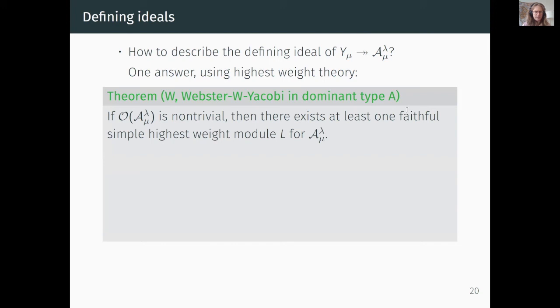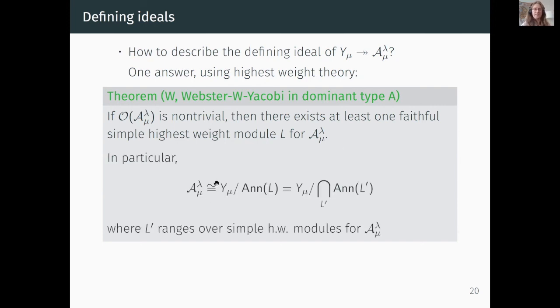It says the following. If your algebra has non-trivial highest weight modules, for example, if A was UGLN, of course you have highest weight modules, then the theorem is that there's at least one faithful highest weight module. For GLN, that's pretty clear. You just take a Verma module, for example, and that will be faithful. And it has to have some simple factor in the composition series.